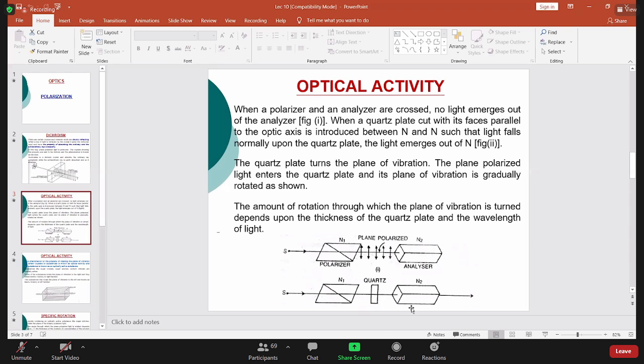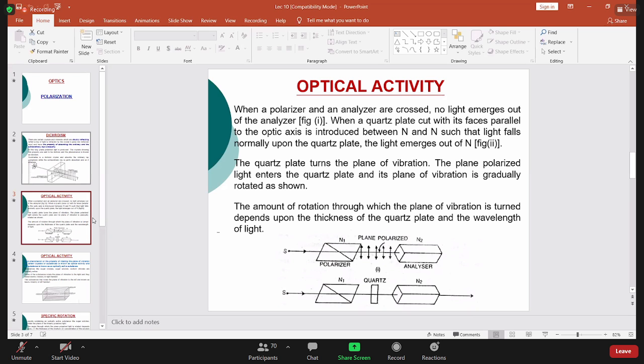Now optical activity means, if you place a quartz plate here, then you will get output. How is it possible? When the polarized light passes through the quartz plate, it has the property that it can rotate the plane of vibration. When it rotates the plane of vibration, it becomes parallel with the second analyzer, and then we will get the output. Is that clear?